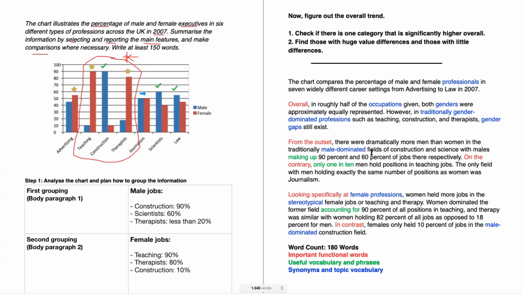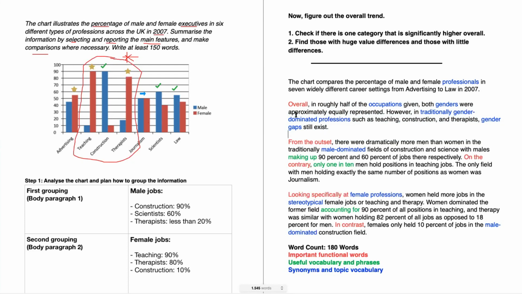Now, professionals is a great topic word here. We have executives and professions. So we've just used a synonym. We've said professionals. And I've used an example of advertising and law. Even though it's not in our prompt, it's in our chart. And it's great to just add some detail here. Of course, we have the year as well. Now, overall is a great functional word for the overview paragraph. It says overall in roughly half of the occupations given, both genders were approximately equally represented, which is pretty much true, which we saw here.